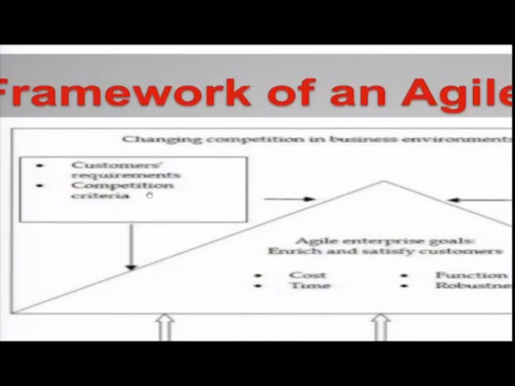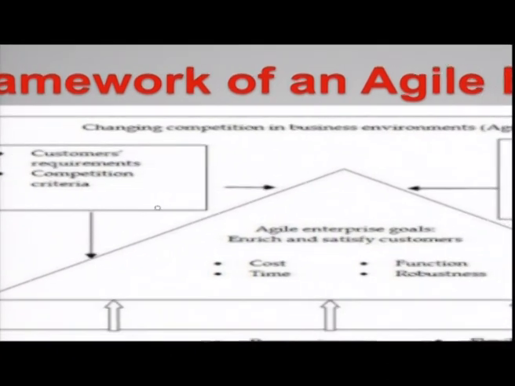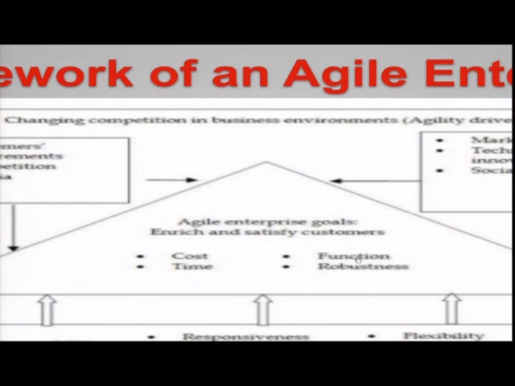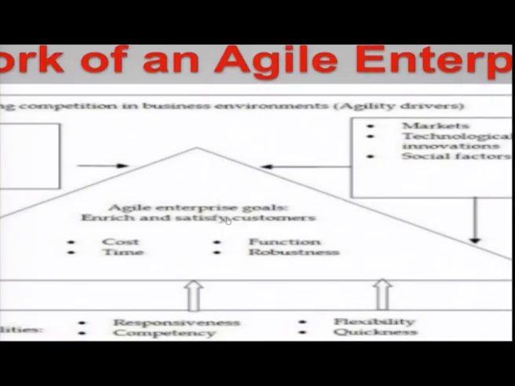Now let us see the framework of an agile enterprise. We have seen the agile enterprise and the areas of change in the business environment. Here we have the customer requirements and the competition criteria, which get related to the agile enterprise goals. My dear viewers, keep in mind the 4 points which relate to the agile enterprise goals: cost, time, function and robustness. I repeat, cost, time, function and robustness. It enriches and satisfies the customer needs. This is called the agile enterprise goal.